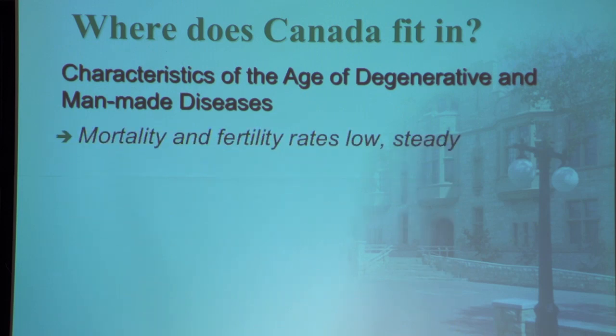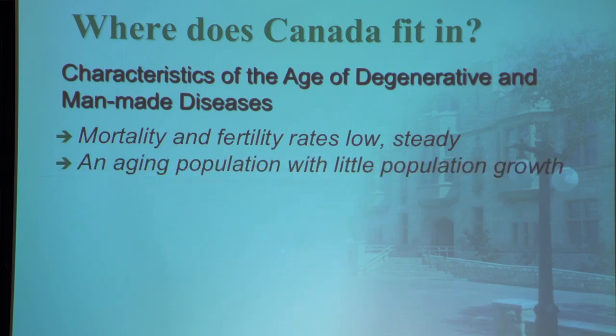Move this along. Where does Canada fit in currently? So if we're looking at where we are now and sort of the late 20th century or into the early 21st century, we're really in an age of degenerative and man-made diseases. So mortality rates and fertility rates are low, they're steady. We have an aging population with little population growth, in other words, that will continue to age, and we're starting to see some of the effects of that.